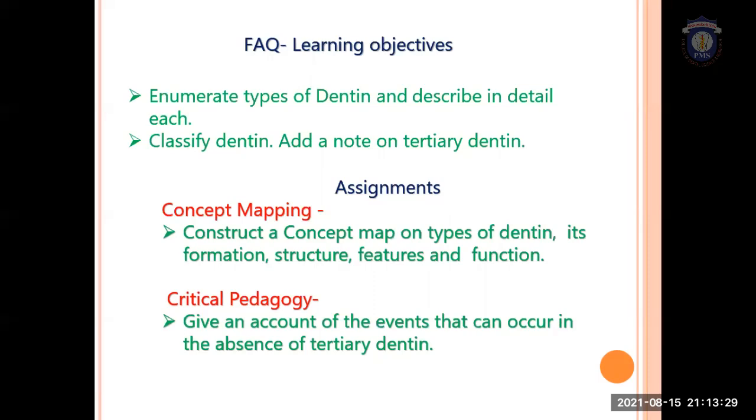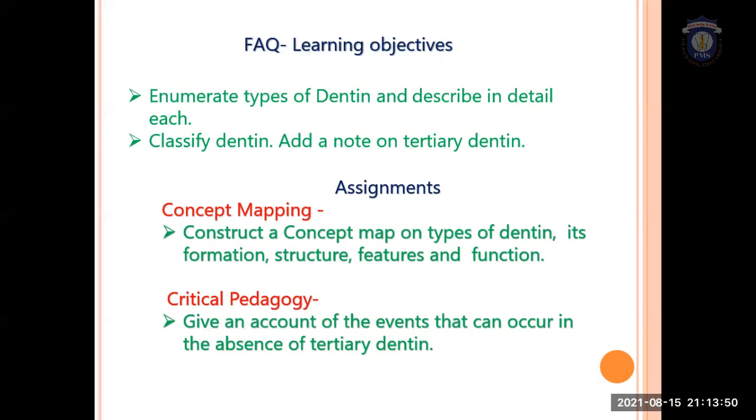So the assignments are, one is concept mapping. So as an assignment, try to construct a concept map on the types of dentine, its formation, structure, functions, and features. So the concept map should contain all the components.